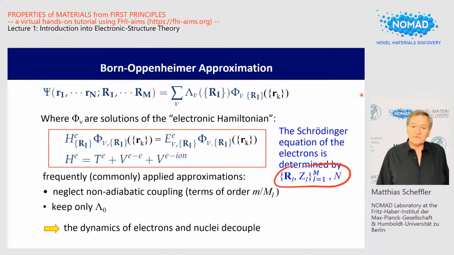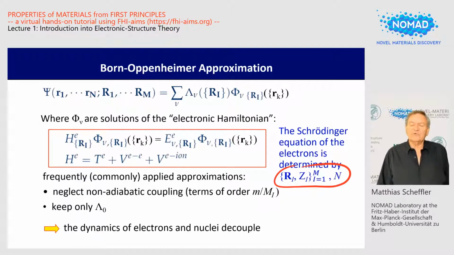In the Born-Oppenheimer approximation, one now introduces the following assumption. We neglect what is called the non-adiabatic coupling terms. That means terms of the order of electron mass divided by nuclear mass, which are terms in certain matrix elements. And second, from the sum, we only keep the very first one, lambda 0. In words, that means we decouple the dynamics of electrons and nuclei, or we assume that electrons follow the nuclei instantaneously.